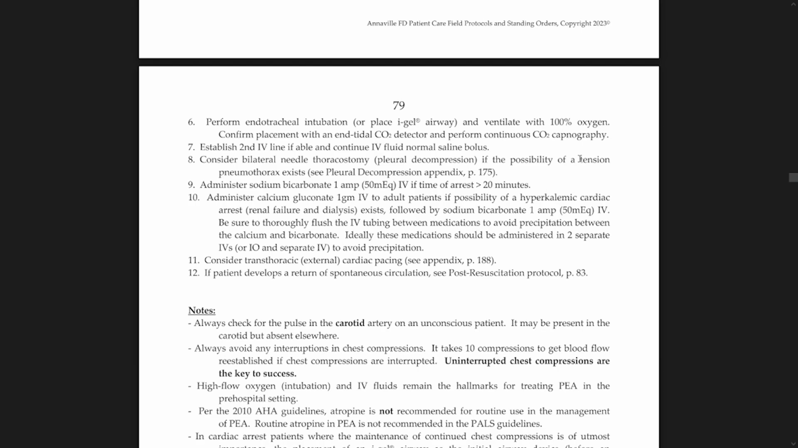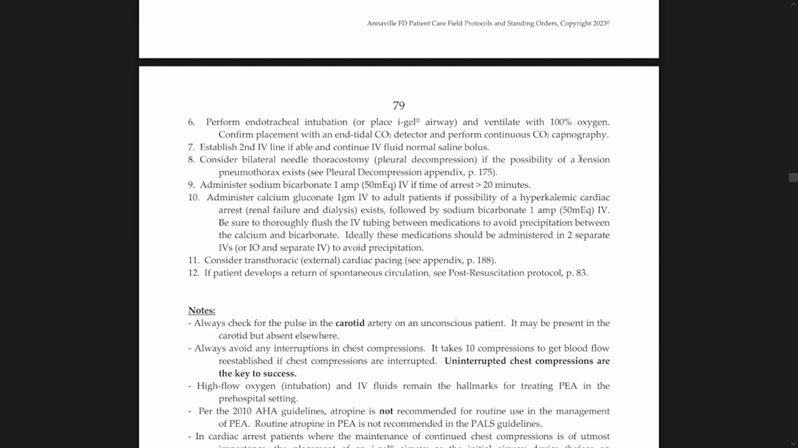You can administer sodium bicarbonate at 1 amp, or 50 milliequivalents, if the time of arrest is greater than 20 minutes. Administer calcium gluconate at 1 gram IV to adult patients if there's possibility of a hyperkalemic cardiac arrest. It could be renal failure or if they have dialysis. Followed up by sodium bicarbonate at 1 amp, or 50 milliequivalents, via IV. Be sure to thoroughly flush the IV tubing between medications to avoid precipitation between the calcium and bicarbonate. Ideally, these medications should be administered in 2 separate IVs or IOs to avoid precipitation.